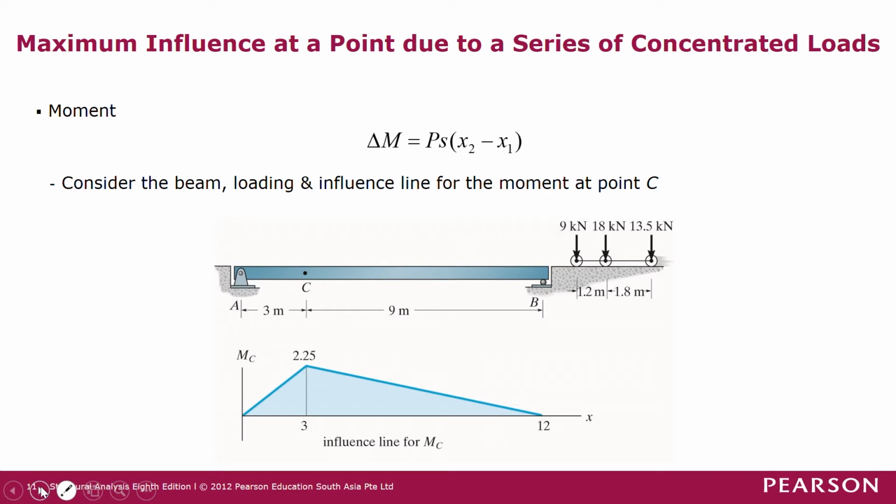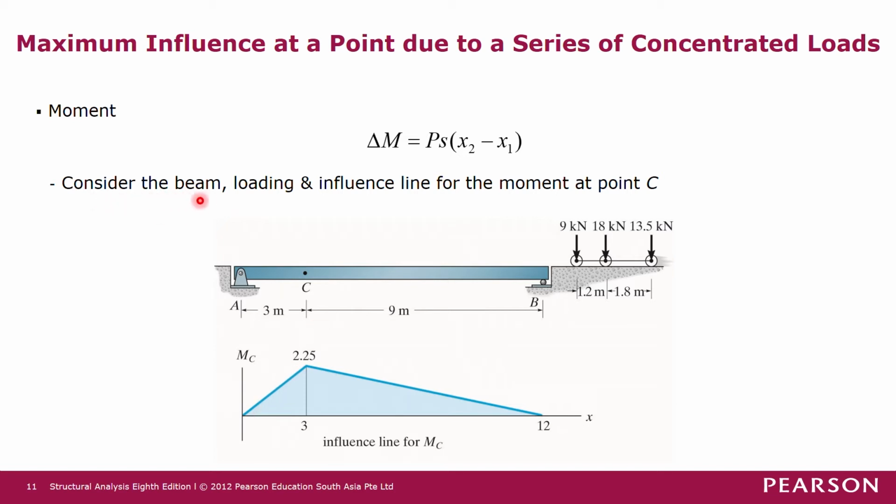Alright, so next we want to look at moments. First you need to draw the bending moment influence line for point C. Now we just want to look at point C, so we draw an influence line for MC. The maximum ordinate is at 3 meters here, and the value is 2.25. In fact, the unit is meter, but we normally omit the units in influence line functions.